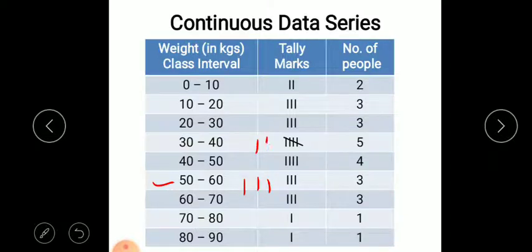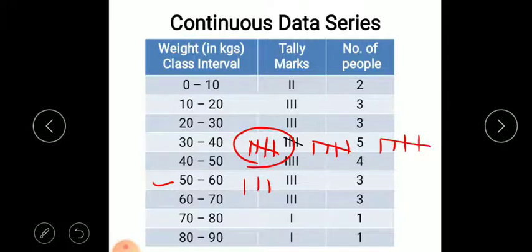Whenever 1, 2, 3, 4 have happened, the fifth one you write as a stroke across them, making 5. Then how to write 6? After the set of 5, you start a new mark. Then 6, 7, 8, 9, 10, then 11, 12, 13, 14, 15. This is how you count. It is a very old way of counting. When numbers were not there, people used to count this way.